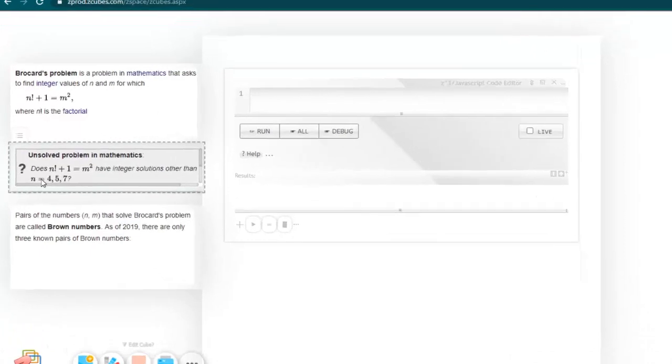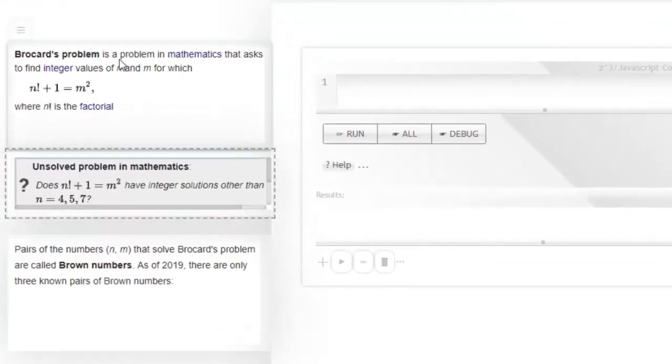Let's discuss the Brocard's problem in mathematics. Basically, the question is to find integer values of n and m such that n factorial plus 1 is equal to m squared, where n factorial is the factorial notation. So if you have an equation n! + 1 = m² and both n and m are integers, finding that solution is what we are supposed to do.